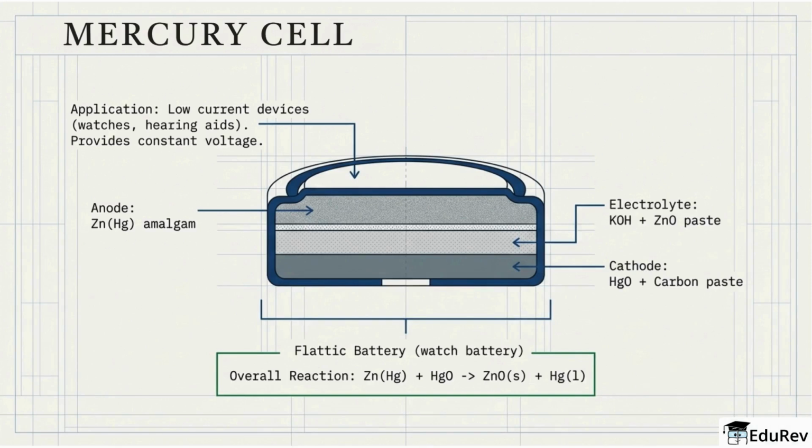The mercury cell is used in low current devices like watches and hearing aids because it provides a constant voltage. The anode is zinc amalgam, Zn(Hg). The electrolyte is a KOH plus ZnO paste. The cathode is HgO with carbon paste. It is described as a flat battery and the overall reaction shown is Zn(Hg) plus HgO yields ZnO(s) plus Hg(l). The key idea here is constant output for small devices.